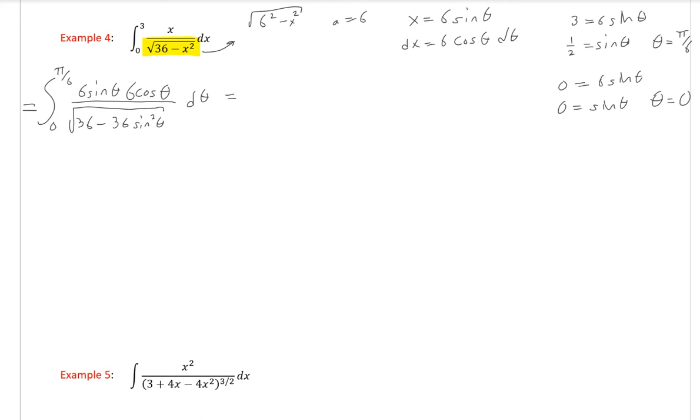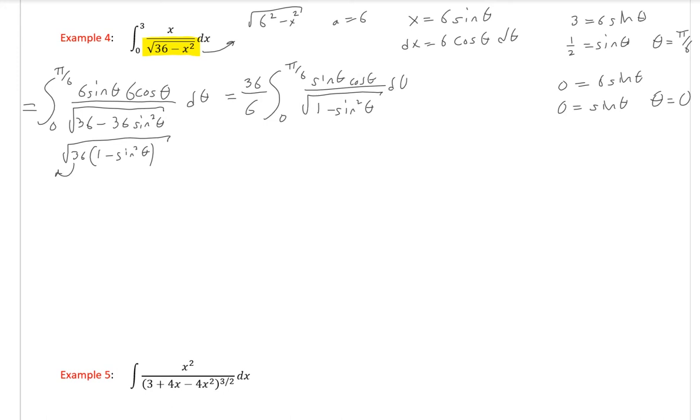All right, so let's see here. 0 to pi over 6. On top we have 6 times 6, which is going to give me 36. I'll pull that out. On the bottom, this is going to become the square root of 36 times (1 minus sine squared theta). And I can pull that 36 out to make it 6 come out of the square root, so we get 6 on the bottom. So then we have sine theta cosine theta all over the square root of 1 minus sine squared theta, d theta.